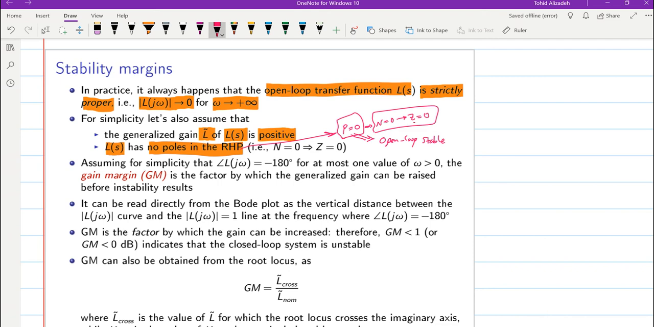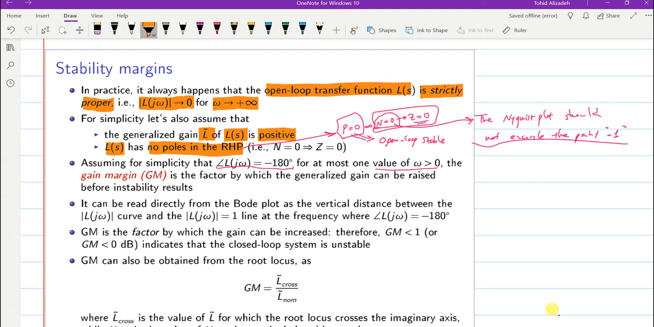And now in order to have the closed loop system stable, we need to have N equal to 0. And N equal to 0 means that the Nyquist plot should not encircle the point -1 on the real axis. We also assume that the phase of L(jω) becomes equal to -180 degrees for at most one value of ω bigger than 0.